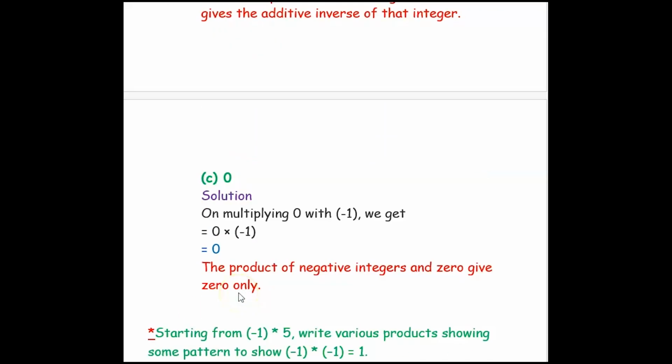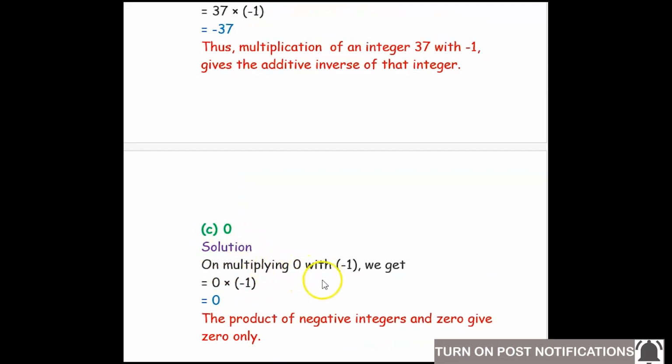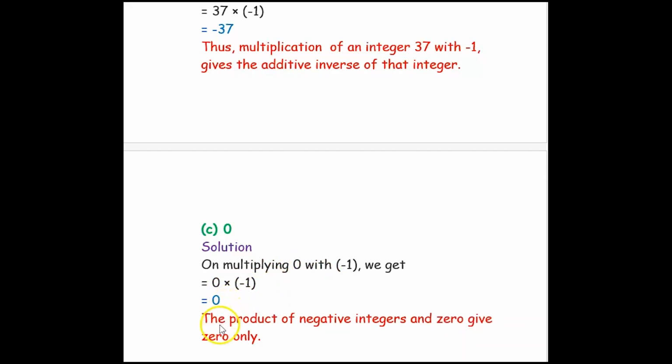Next number is 0. Multiplying 0 with -1, we get 0 into -1 is 0. We know that the product of a negative integer and 0 gives only 0, because any integer multiplied with 0 results in the value 0.